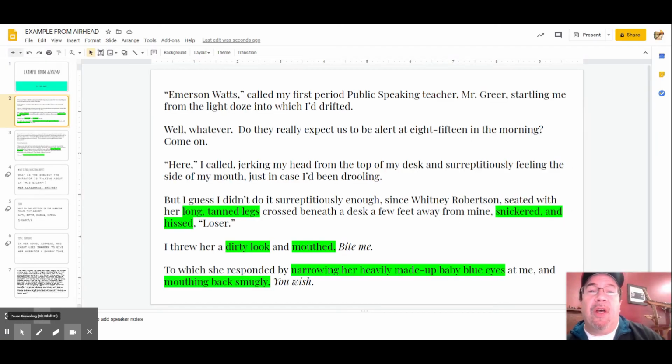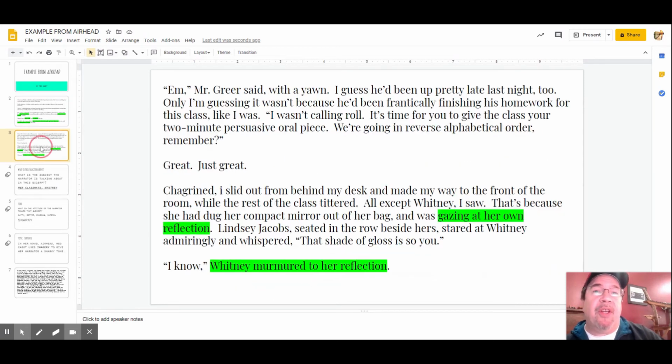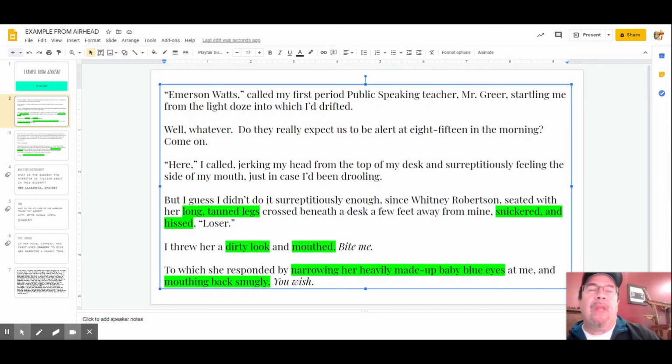So here it is. What we can see on these two slides that have the text on it is a few different examples of sensory details and figurative language from this particular excerpt. And one of the things that we notice is that Emerson, the narrator, really seems to be focused on Whitney's appearance. The very first thing that we get, our first look at Whitney, is focused on her long, tanned legs. Not just her legs, but the fact that they're long and tanned. And the way that she describes it almost makes it sound like she thinks that that's some sort of character flaw.